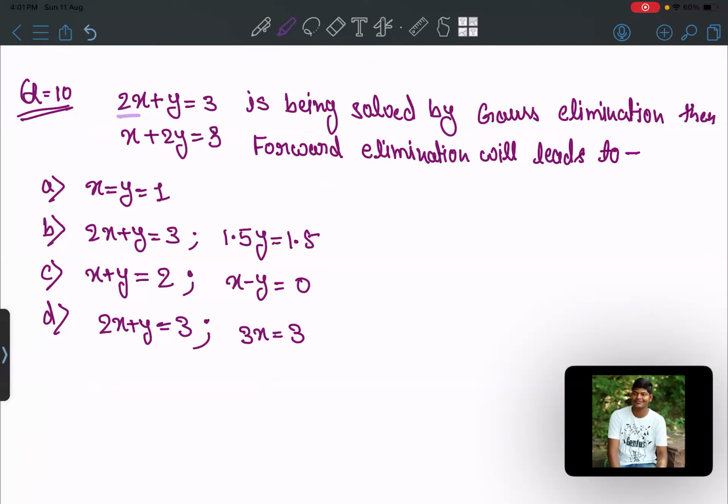We have the equations 2x plus y equal to 3, x plus 2y equal to 3. We do Gauss elimination, the forward elimination. Then what will we get? Either we will get x equal to y equal to 1, or we will get 2x plus y equal to 3 and 1.5y equal to 1.5. Which option will be correct? Please answer.